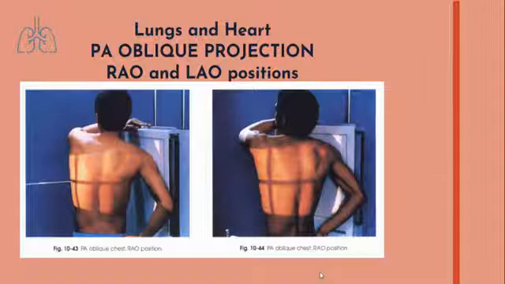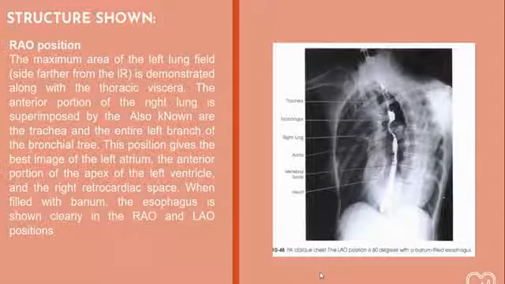For the next slide, here are the structures shown for the PA oblique chest. The LAO position is 60 degrees with the barium-filled esophagus. So the esophagus there is being enhanced by the barium sulfate.